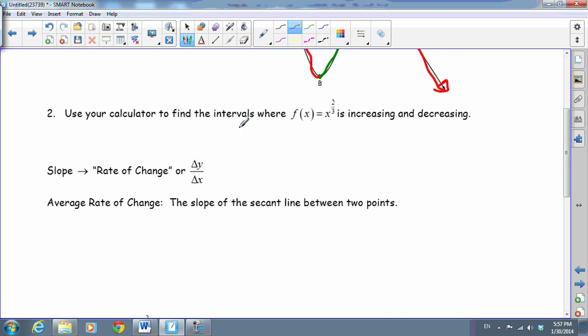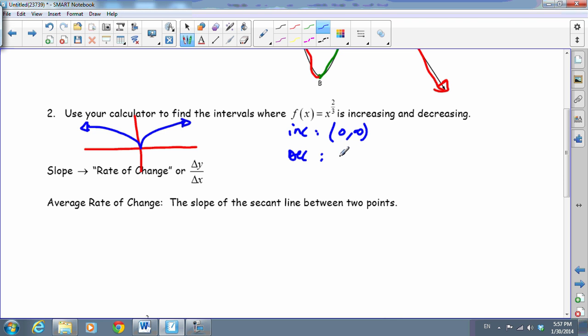Use your calculator to find the interval where f of x equals x to the power of 2/3 is increasing and decreasing. Again, this is using your calculator, but your calculator will show you a graph looking like this. Obviously, it is increasing from 0 till infinity and decreasing from negative infinity to 0.